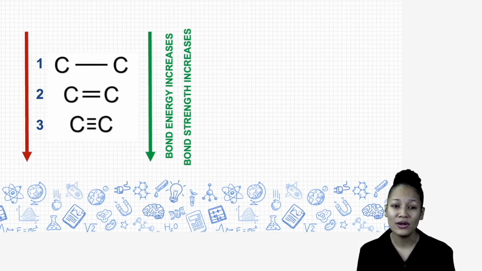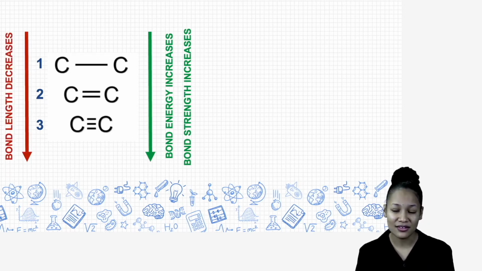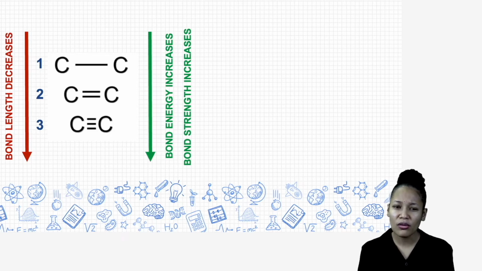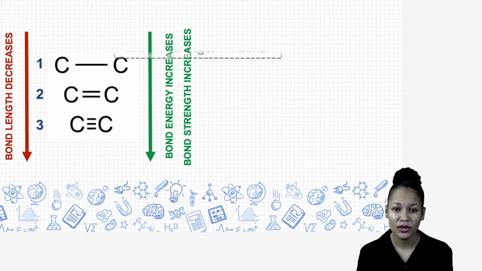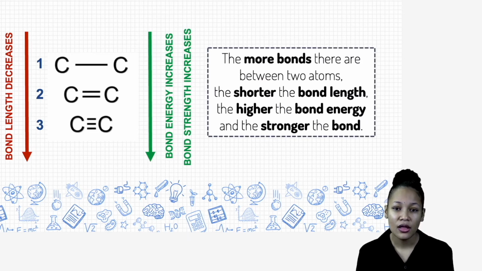As the bond order increases, however, we find that the bond length decreases. So the stronger the bond is, in this case, between the same atoms, the closer together they become, and that is why it becomes more and more difficult to break them apart. In general, we can say the more bonds there are between two atoms, the shorter the bond length, the higher the bond energy, and the stronger the bond will be.